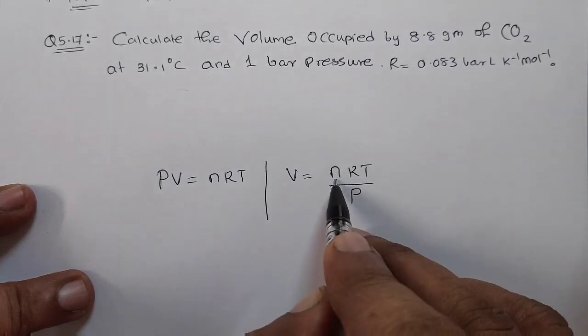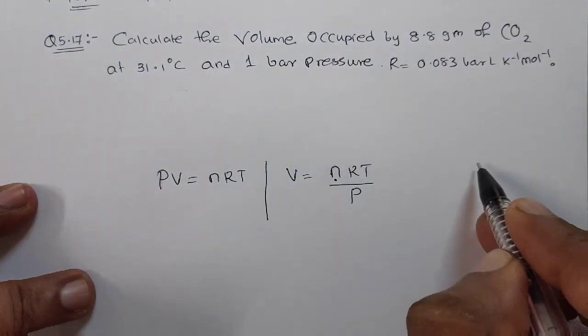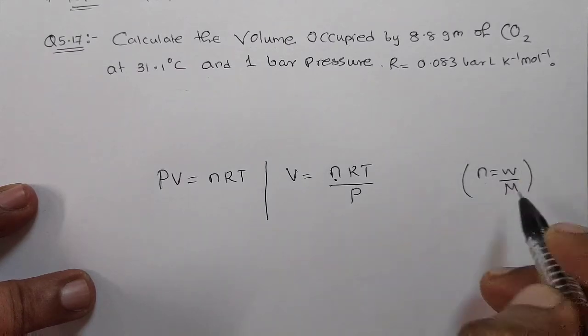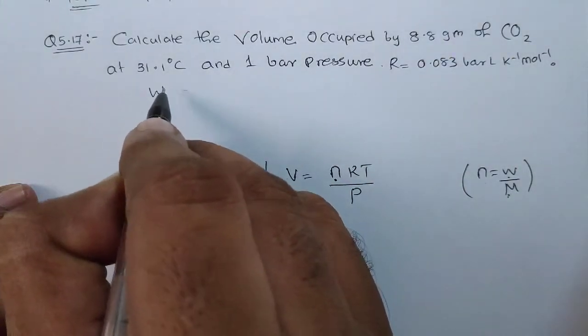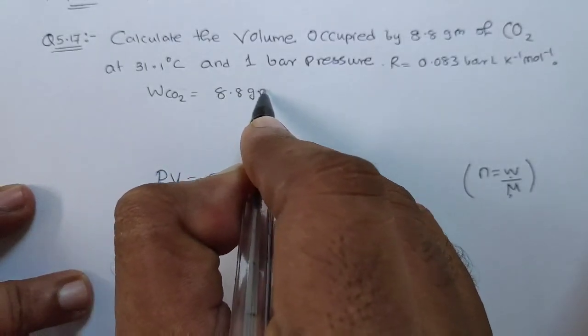Now here n is not given. So for finding n, we require a formula. What we say? n is equal to what? W by M. So when we say n is equal to W by M, weight is given, but molar mass is not given. So what I'll write here? Weight of CO2 is given. It is 8.8 grams.